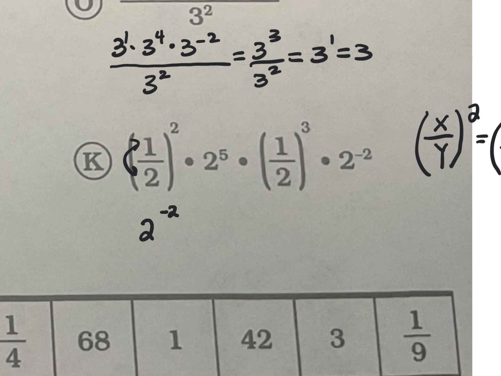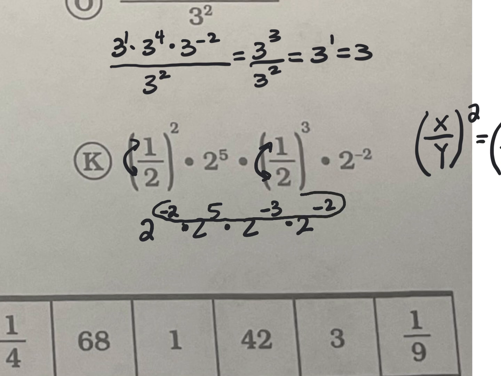So 1/2 to the second power is the same as 2 to the negative second power, times 2 to the 5th times, let's turn this upside down, we can do that, so times 2 to the negative third power times 2 to the negative 2 power. Now it's just multiplication, so we can add all these powers. Negative 2 plus 5 is 3. Minus 3 is 0. Minus 2 is negative 2. So this is 2 to the negative 2 power. We can turn this into a positive power. We just flip 2 upside down and make this 1/2 to the positive 2 power, equals 1/4.